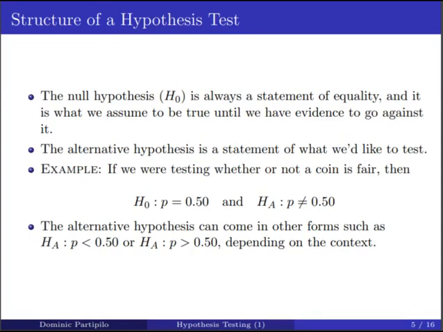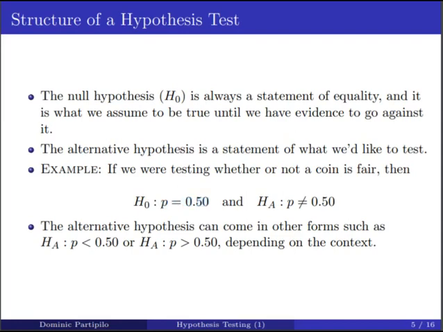Now, the null hypothesis is a statement of equality, and the alternative hypothesis is a statement of whatever we'd like to test. So, for example, for the coin flipping example, we had a null hypothesis of p being equal to 0.5. And how do I know that? Well, we assume that the coin is fair until we have enough evidence to go against it. And with a fair coin, p is going to be equal to 0.5. The probability of heads is going to be equal to 0.5.